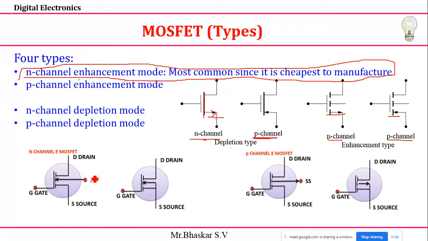So today we are going to discuss this one only, the N channel enhancement mode MOSFET. And these are the two differences. You can see the N channel E MOSFET and P channel. Again I'm telling, this is the drain, this is the source, and this is the gate. And the center one, in some cases we take this as the substrate. And this is the enhancement mode.